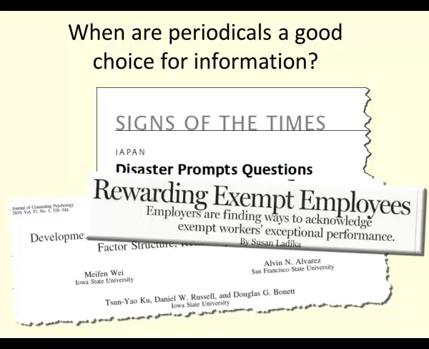For example, for a paper on the psychological impact of racism, you would want to look at a peer-reviewed journal such as the Journal of Clinical Child and Adolescent Psychology or the Journal of Counseling Psychology.